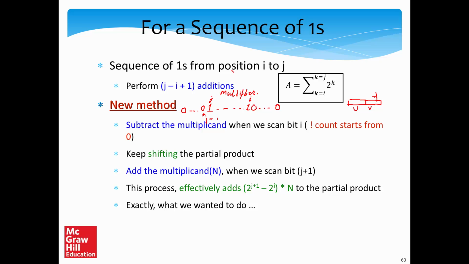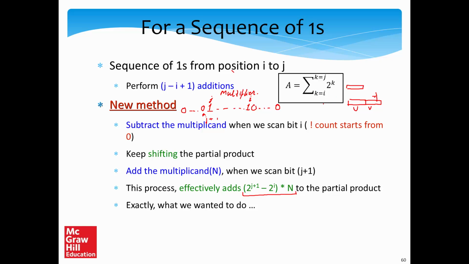So if we start looking from the LSB towards the multiplicand, it will look like it is moving one step to the left. So basically in the ith iteration, since we are subtracting the multiplicand, we are subtracting n times 2 to the power i. And in the j plus 1th iteration, since we are adding the multiplicand, it looks like we are adding 2 to the power j plus 1 times n. So in effect, we are adding this number to the partial product. Well, this is exactly what we wanted to do.